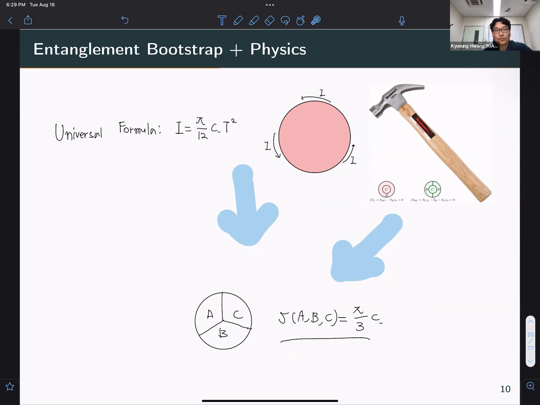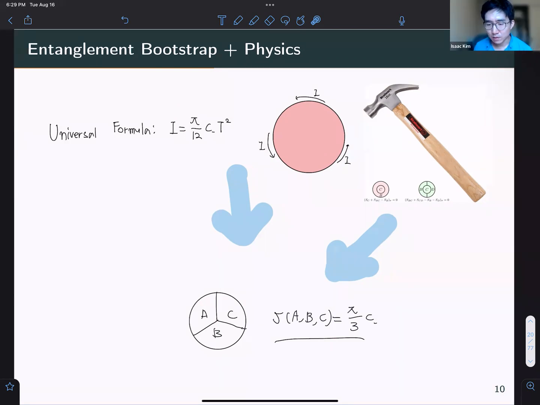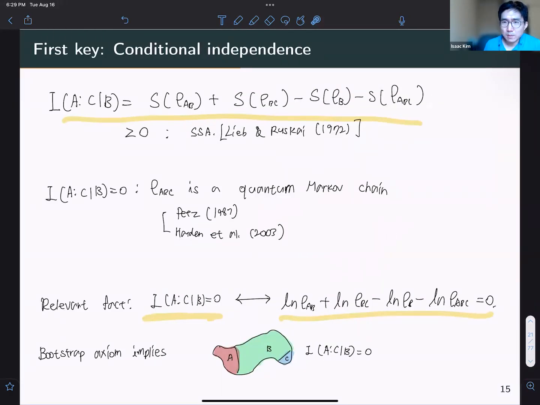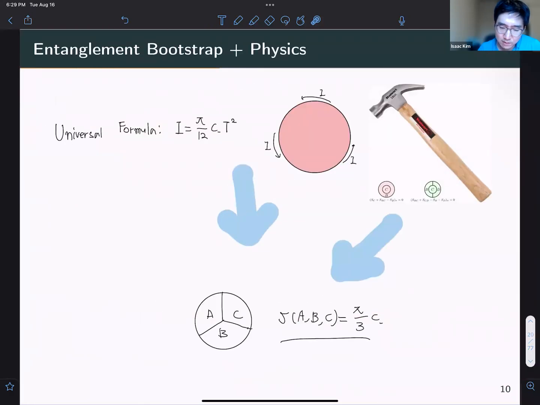The reason why this could work at all is the following. The first key is a concept called conditional independence. At the end of the day, what we're trying to do is to constrain the form of the ground state wave function so much so that we can somehow arrive at this identity. So here's a question.